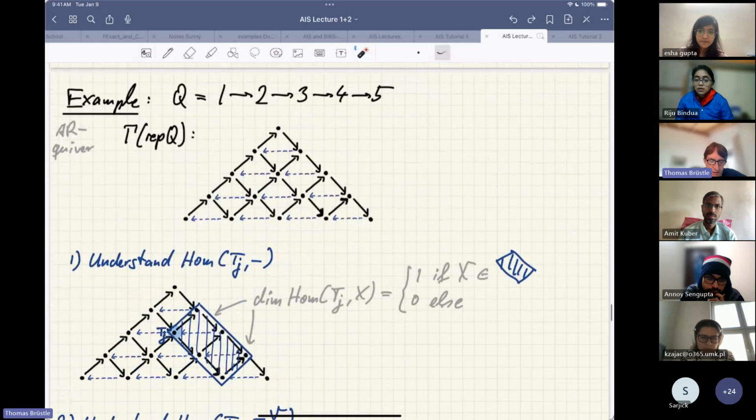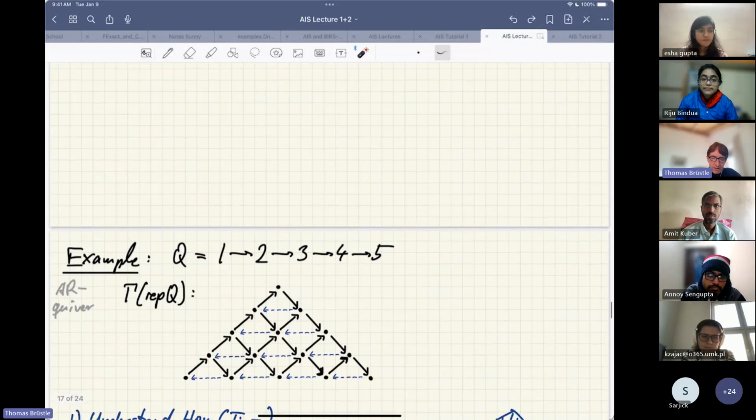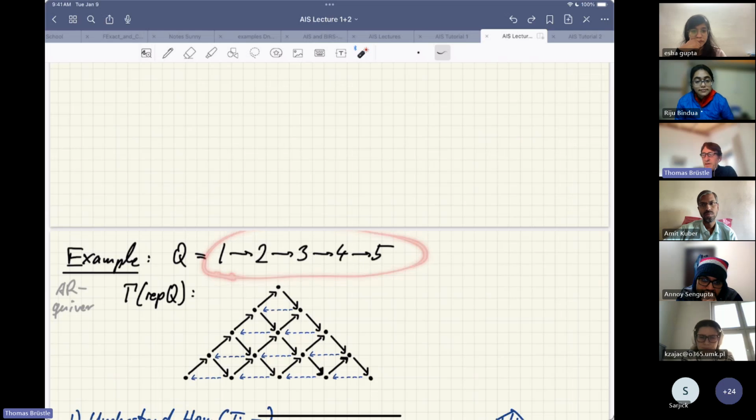What I want to do now is do some examples of tilting. Okay, so let's take an example quiver of type A_n. I could do any D_n, E_6, or any quiver. I would like to do it for A_n, but I like to take a large enough A_n so we see a little bit some more interesting examples.